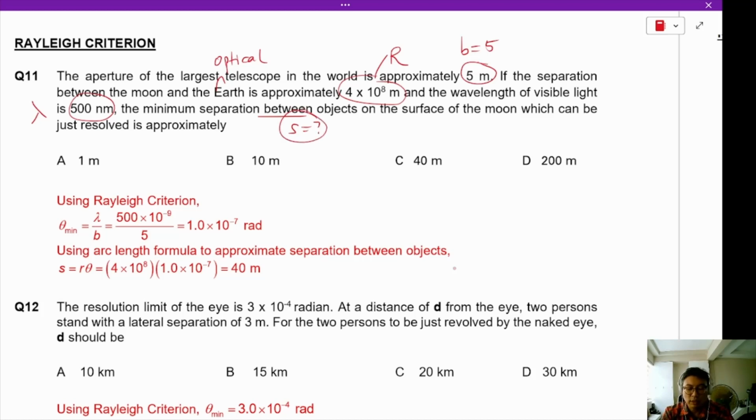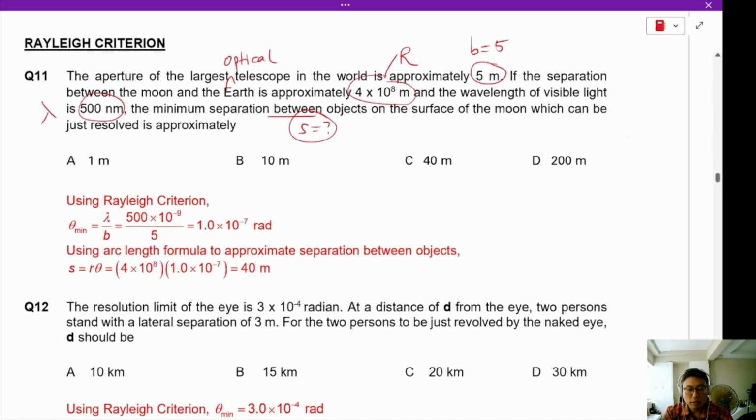So our first task is to find theta minimum inside the camera. So theta minimum will be 1 times 10 to the power of -7 radians. That's a very, very small feature that can be observed.